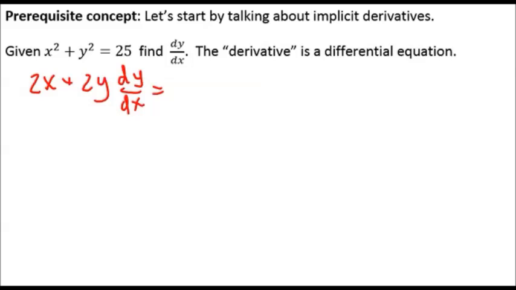Okay, and we've written down sort of our differential equation, and we're asked here to solve it for dy/dx. So I'm going to do a little mental math on that, and I'm going to get dy/dx equals negative x over y. And so that is a differential equation. That actually is a separable differential equation. Later we're going to learn how we could work that backward to actually get x squared plus y squared equals 25.